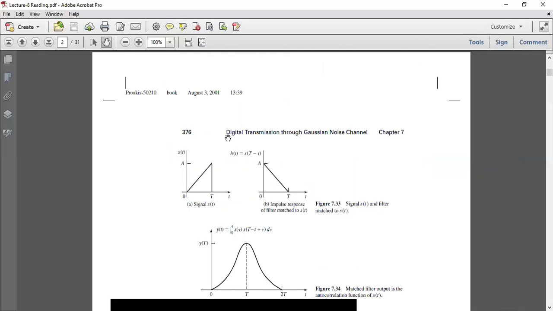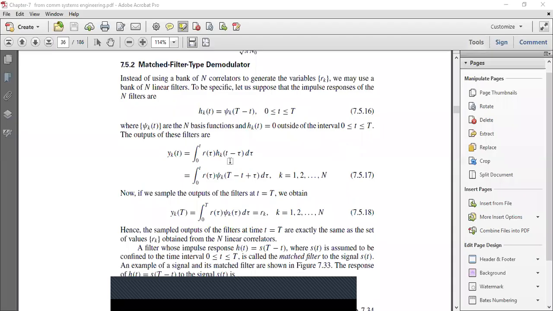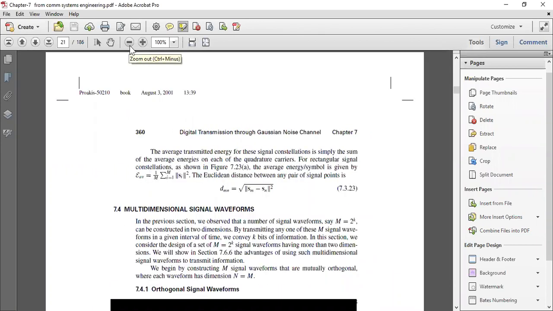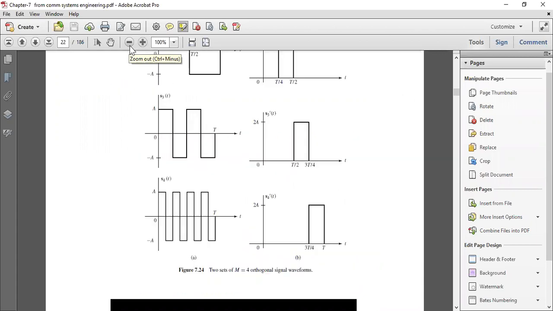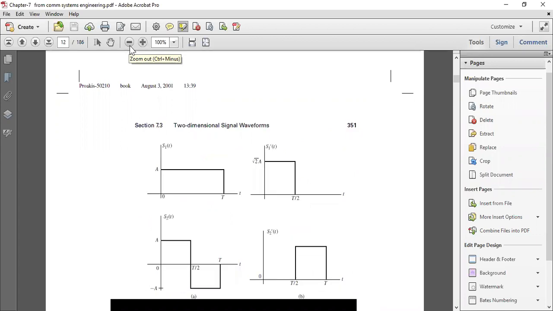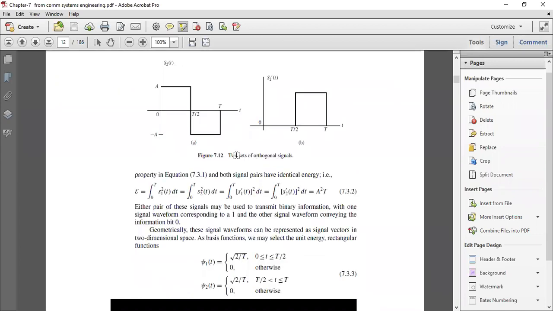Okay, so this is not given in this one. So let me show you from the other material. So this is our chapter 7. Let me show first figure 7.12b. This is our figure 7.12.